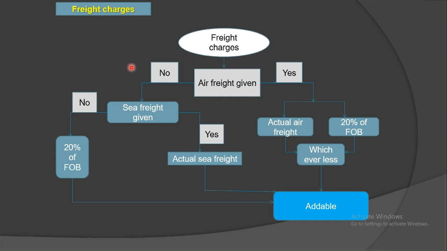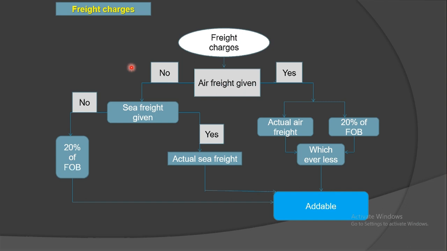If it is the situation of sea freight, if it is given in the question, we will take actual sea freight. If it is not given in the question, we will take 20% of FOB. But in case of air freight, we will always check this condition: actual freight and 20% of FOB, whichever is less, we will add that as our freight charges.